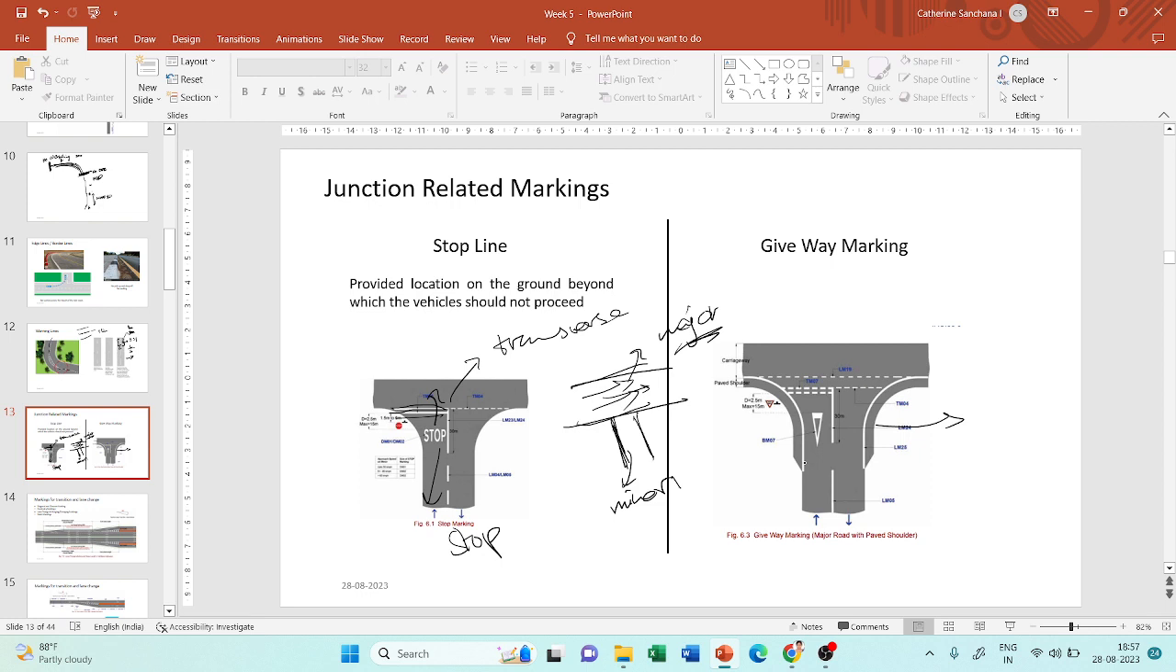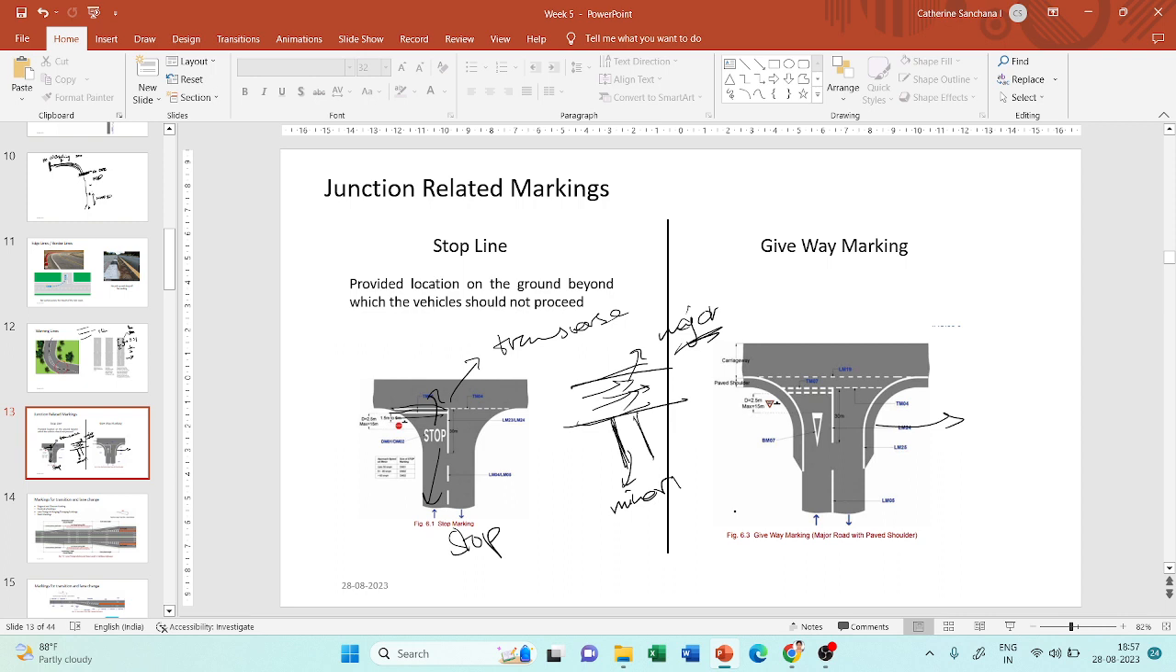Mostly the stop and give way, as I told, is provided on a minor road if the other road is a major road. But if both have equal importance, say both roads are major roads or both are minor roads of the same category, then you can provide give way on both roadways, or maybe stop on both roadways. And also, one more thing is you should not provide stop and give way together.